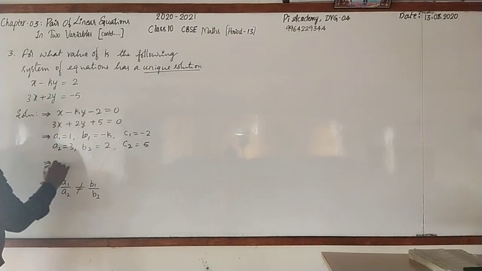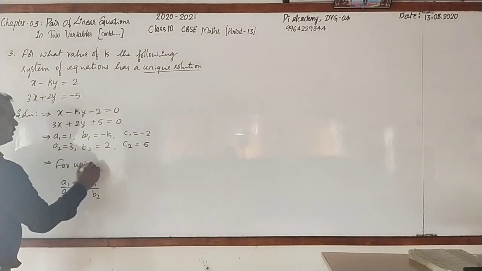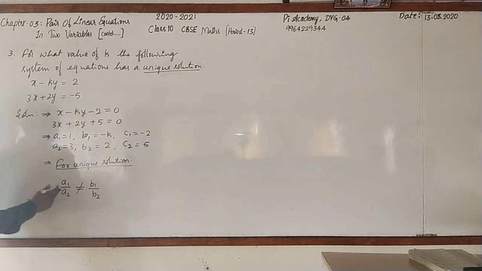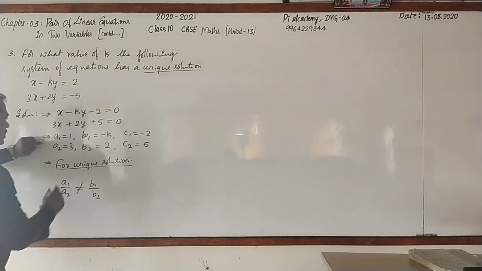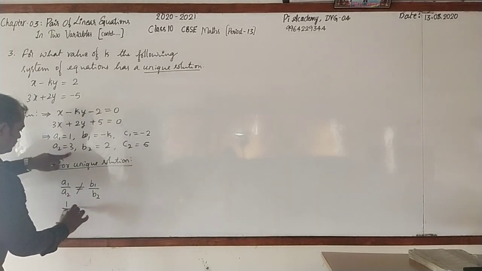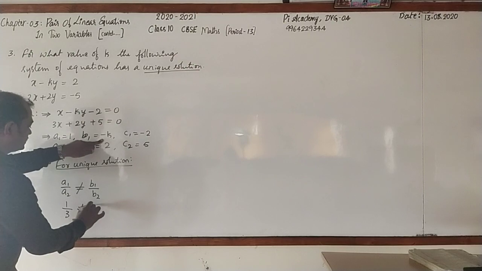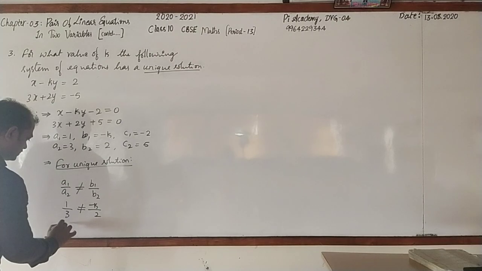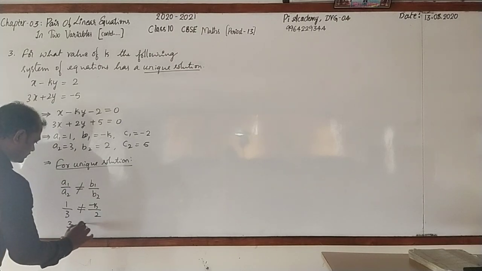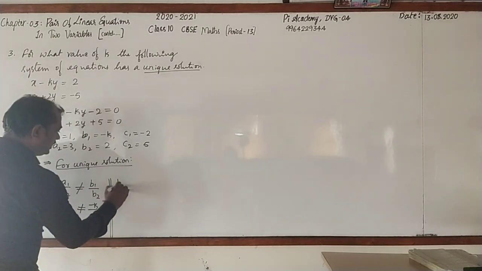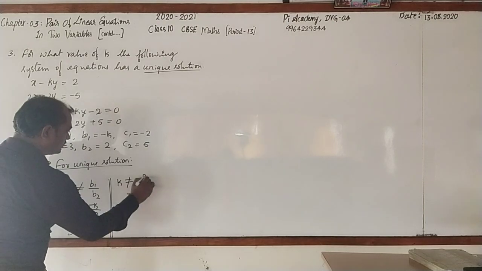Next, for unique solution, we have a condition. What is that? It is a1 by a2 is not equal to b1 by b2. Substitute. What is a1? a1 is 1, a2 is 3. Then b1 is minus k and b2 is 2. Cross multiply. You will get 2 by 3 is not equal to minus k. This can also be written as k is not equal to minus 2 by 3.